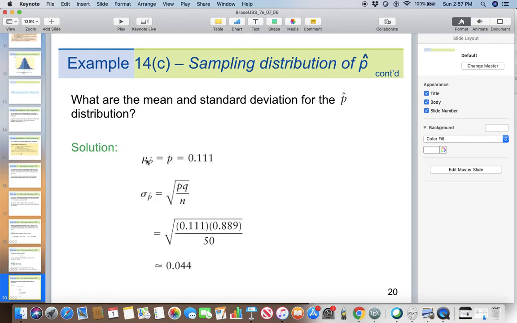Okay. Mu of P hat is P, which is this. Standard deviation for P hat is given by this formula. That's approximately this, and that's it. All right. So that completes this particular lesson.